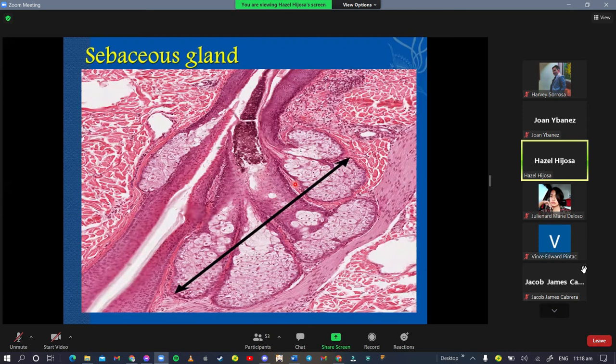And what are the structures comprising this unit? Doc, you have the sebaceous gland, the hair follicle, and the erector pili muscle. Okay, and sebaceous glands have the highest concentration in the face. There are specialized sebaceous glands, meaning these glands are not associated with hair follicles, and so they release their secretion directly on the surface of the skin.